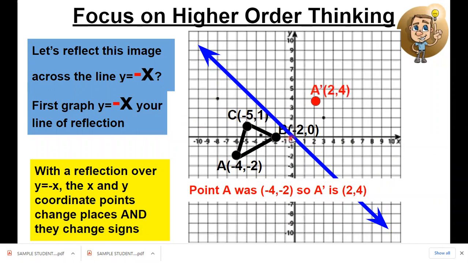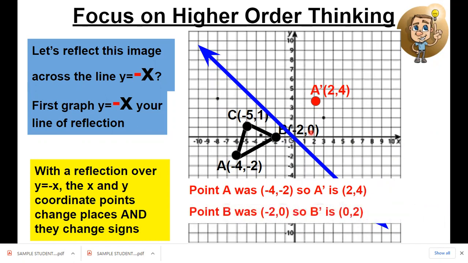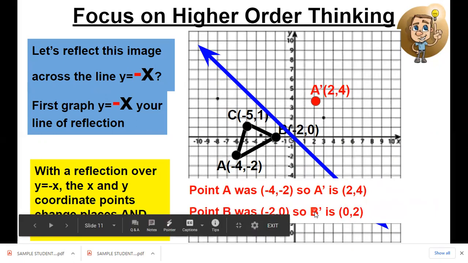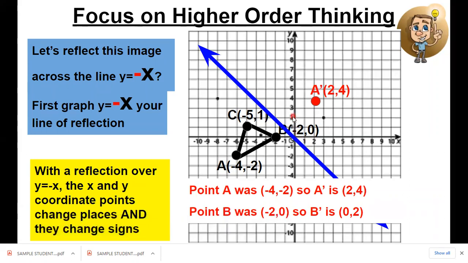Now point B is (-2, 0). B prime is going to be, you make the 0 first, the -2 second, and change the signs. Well, 0 doesn't change signs, but the -2 would become +2. So point B would go from (-2, 0) to B prime of (0, 2). So (0, 2) is right here.